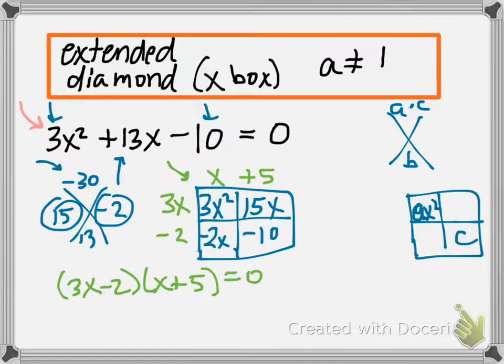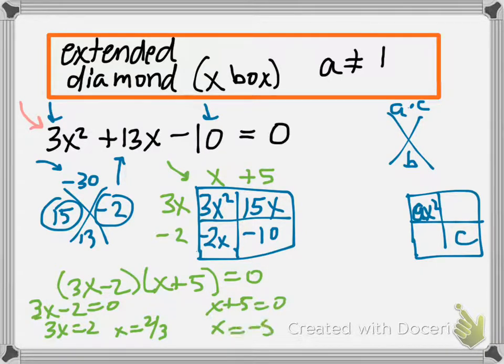So to find x, then we just solve each of these separately. You don't have to write this out if you can do it in your head. But for this one, x would be 2/3. And for this one, x is -5. So our two solutions are 2/3 and -5.